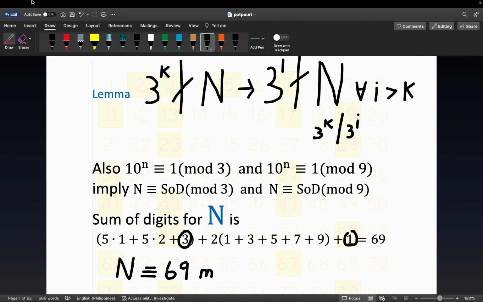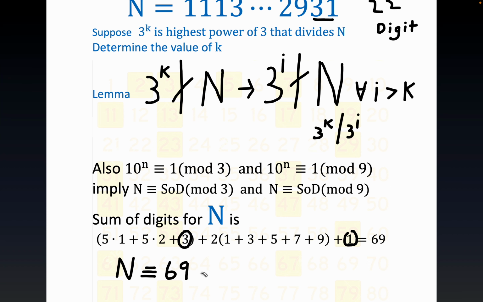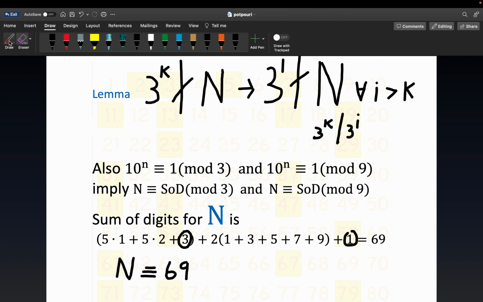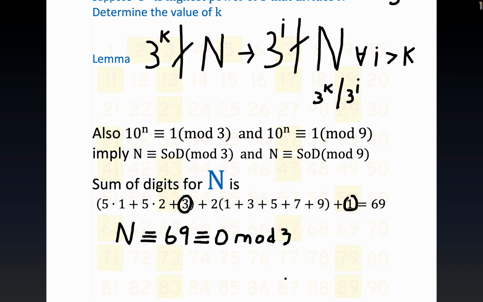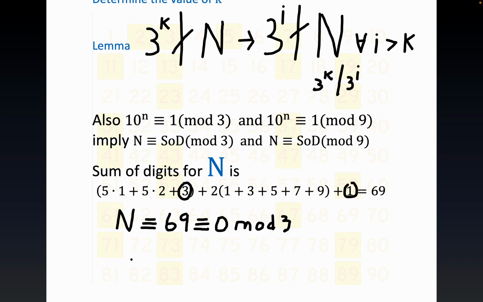Let me erase that real quick. Okay, but that's congruent to 0, right? See, 69 is a multiple of 3. It's 3 times 23. So we'll put mod 3 here. Okay. Now also we get that n is congruent to 69.